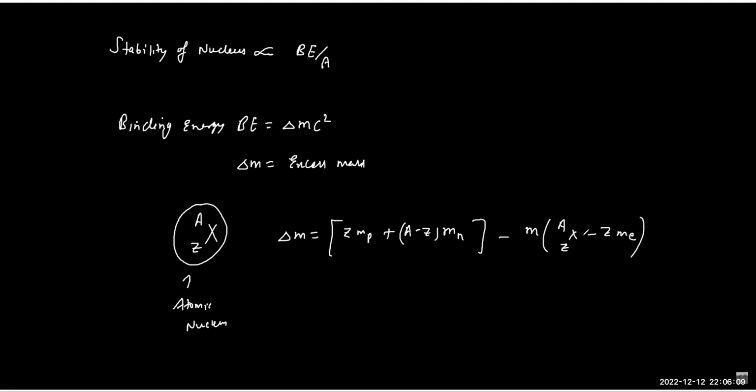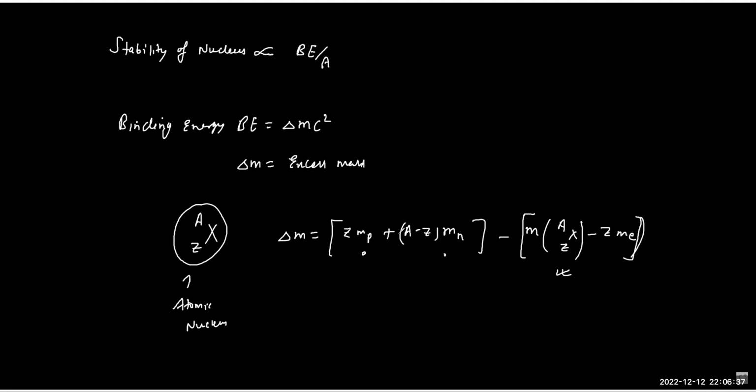So this is the atom, right? Mass of atom minus, minus becomes plus. So I can write it this way. This is the nucleus which is formed, and these are the constituent nucleons which form it. So the difference is called excess mass, right? Yes.